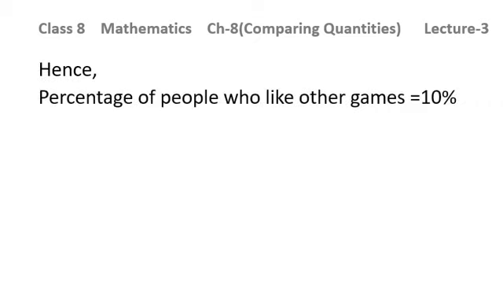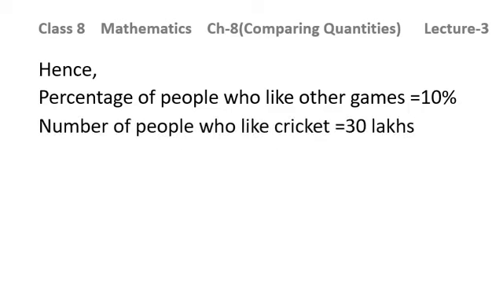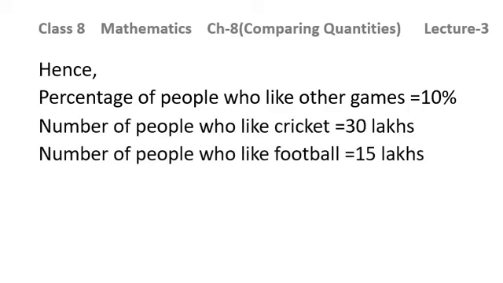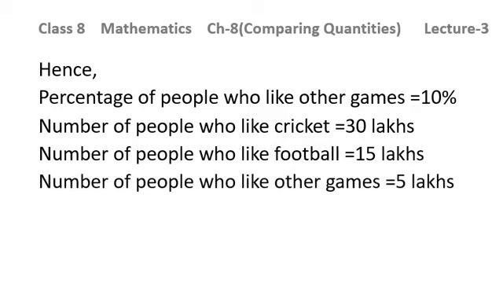Hence, the percentage of the people who like other games, 10%. Number of people who like cricket, 30 lakhs. Number of people who like football, 15 lakhs. Number of people who like other games, that is 5 lakh. And total will be 50 lakhs. 50 lakh was the total number given to us. And hence this is the solution.